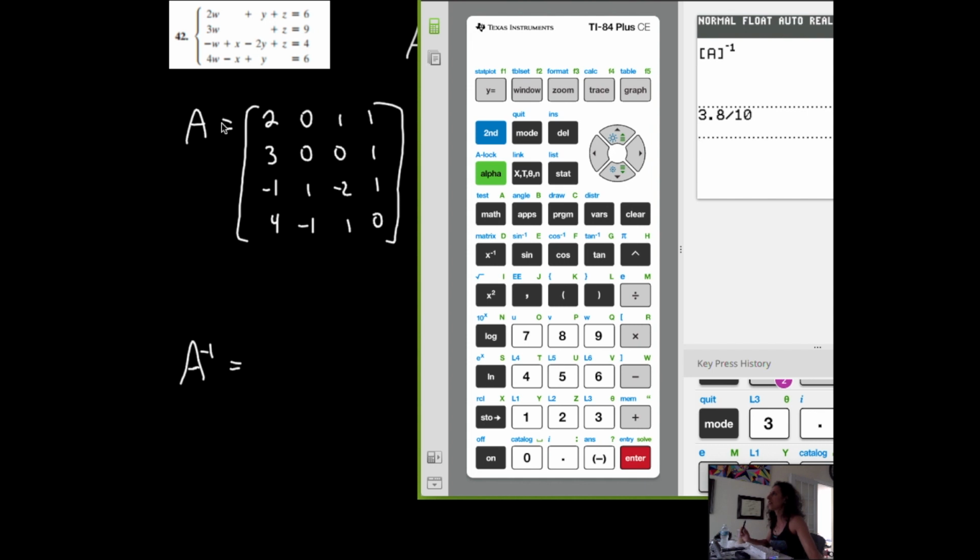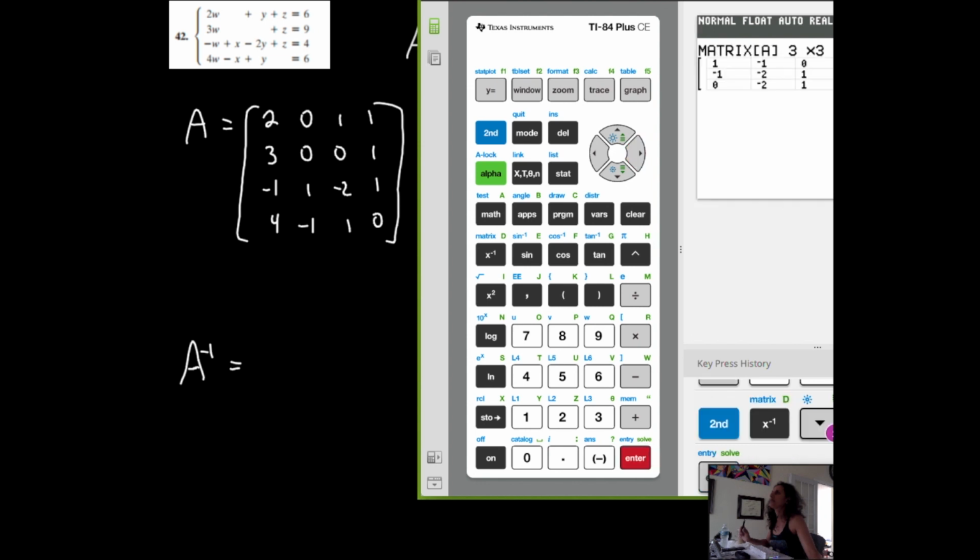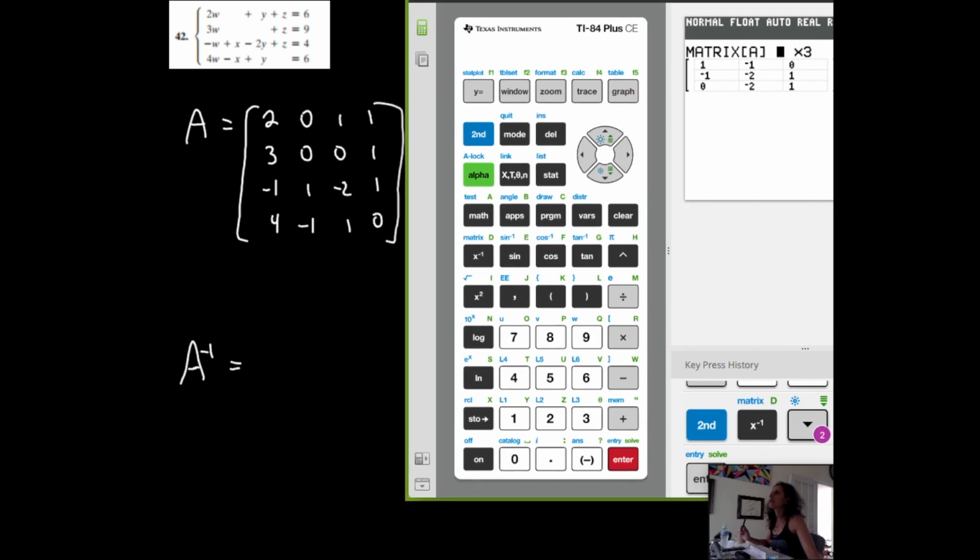We put it into matrix A. So again, on top, matrix, so I need to press second, and then this is X to the negative 1. I want to put it into matrix A. Let's go over to edit and input there. I'll put it into matrix A, enter. And it's a 4 by 4, so I have to tell it it's a 4, enter, by 4 matrix.